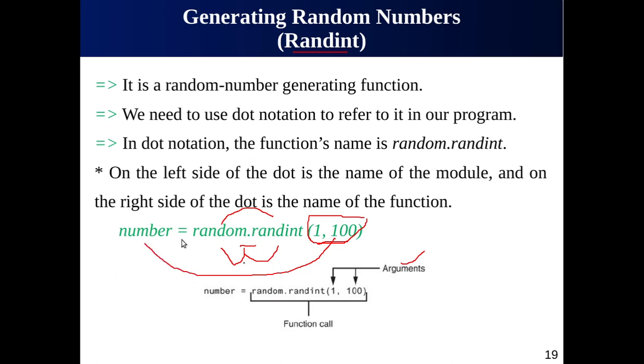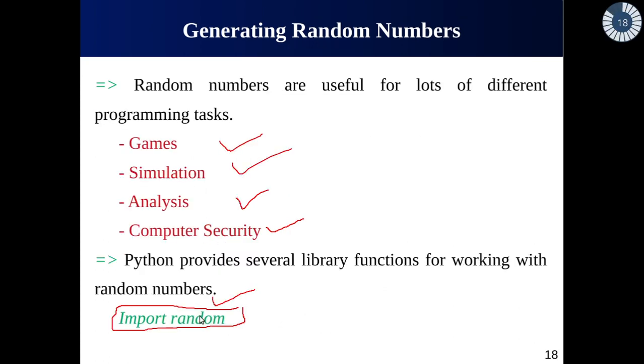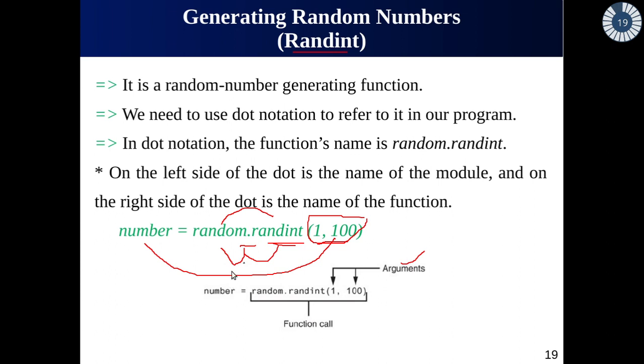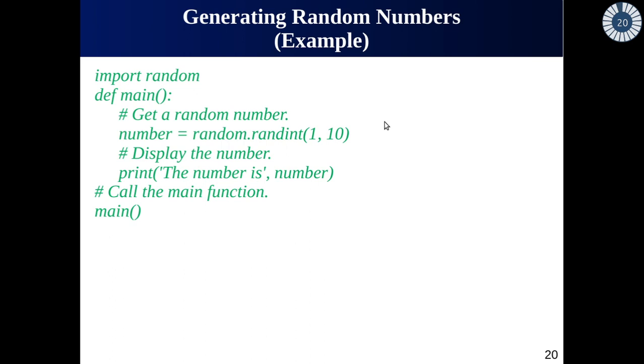So here we are calling a built-in method, and the name of the built-in method is randint. And we are telling explicitly that this is inside the module random, and that module has already been imported into the program. So it will generate a random number between 1 and 100, and that will be assigned to this variable number. This is how a built-in function or libraries or modules work inside Python.